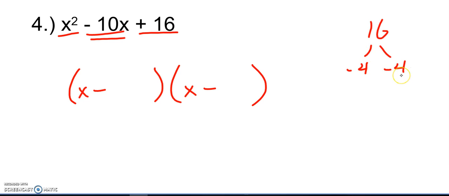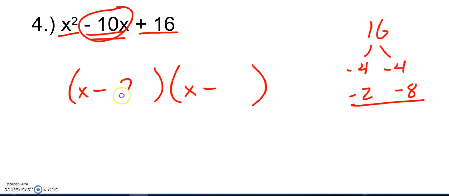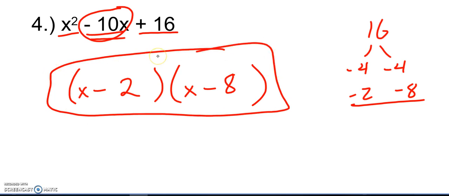However, -4 plus -4 is not -10. So let's look at -2 and -8. -2 times -8 is positive 16, and -2 plus -8 gives me -10, so we have found our answer. And again, we could have put the 2 or the 8 in either spot.